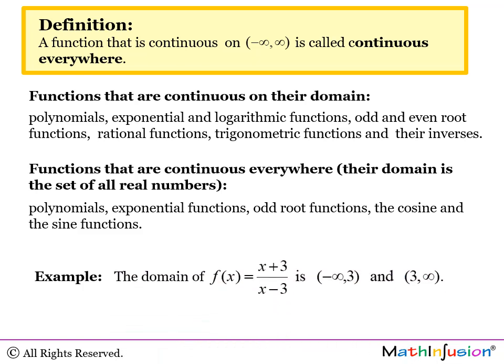Example: the domain of the function (x plus 3) over (x minus 3) is everything except x equals 3. This function is continuous on all the real line except that it's not continuous only at x equals 3. So it is continuous on its domain.